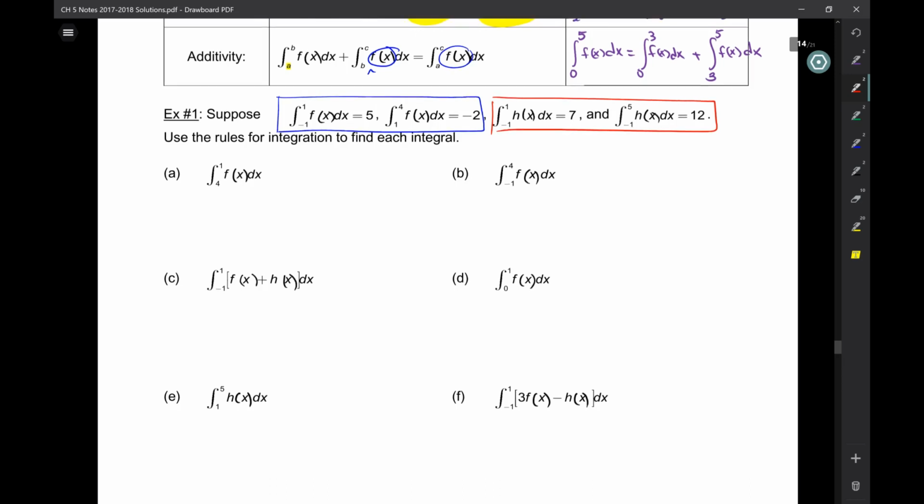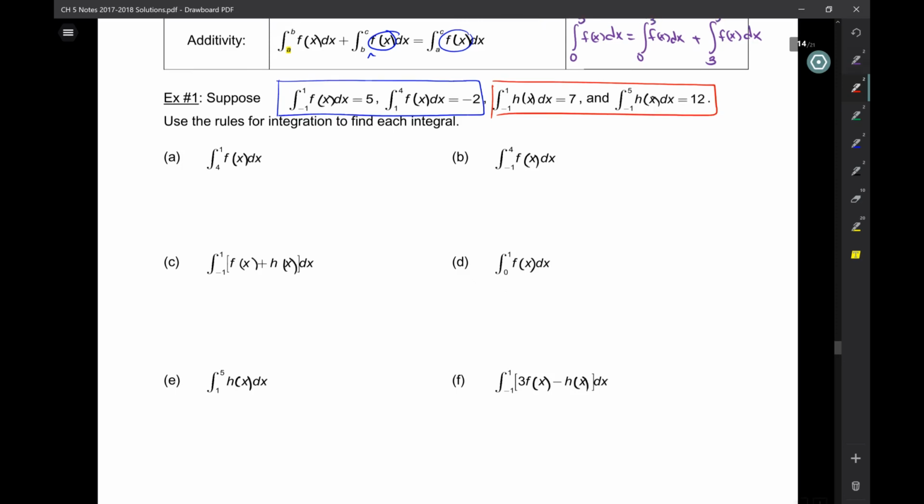So we have to find the ones that are given, and these are some of my favorite things to do. You have to solve these based on what you're given in the blue and the red. So take a look at this one. They're so cool. They're like little puzzles.